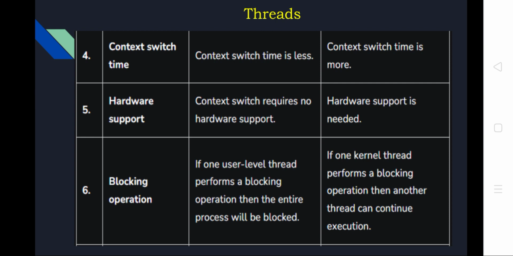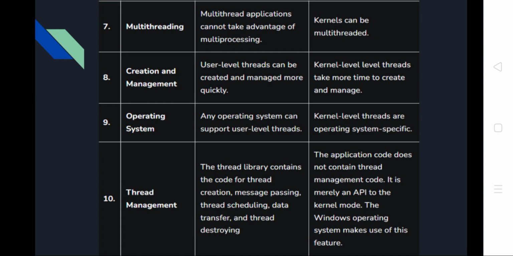The next difference comes with the parameter multi-threading. Multi-threading applications cannot take advantage of multi-processing in the case of user level threads. That means having multiple threads doesn't mean multiple processing, because for one process only we have so many threads. So in the case of user level threads, many processes having multiple threads cannot go together. But in the case of kernel level threads, the kernel can implement the multi-threading operations because, as we know, it is a system oriented threading operation. The system has all the facilities to do the multi-processing.